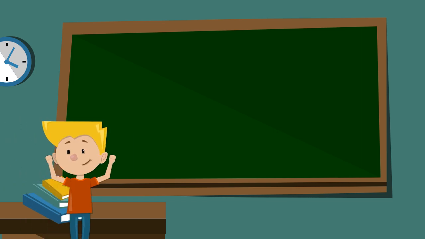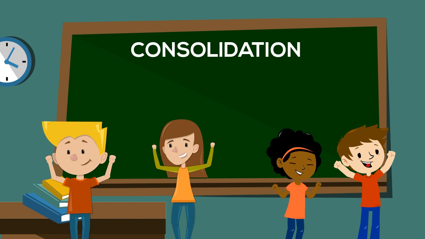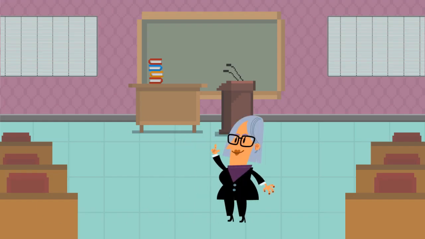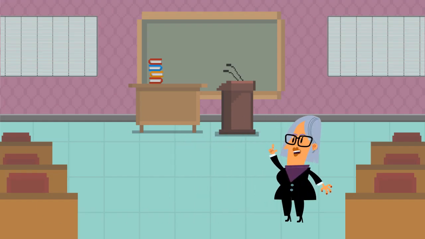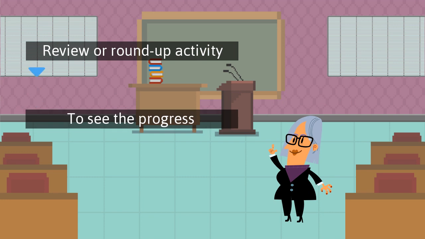The most important feature of this stage is consolidation. Students need to show what they learned. The best way to end a lesson is to give students a review or round-up activity, so that they may see the progress they've made in just one lesson.